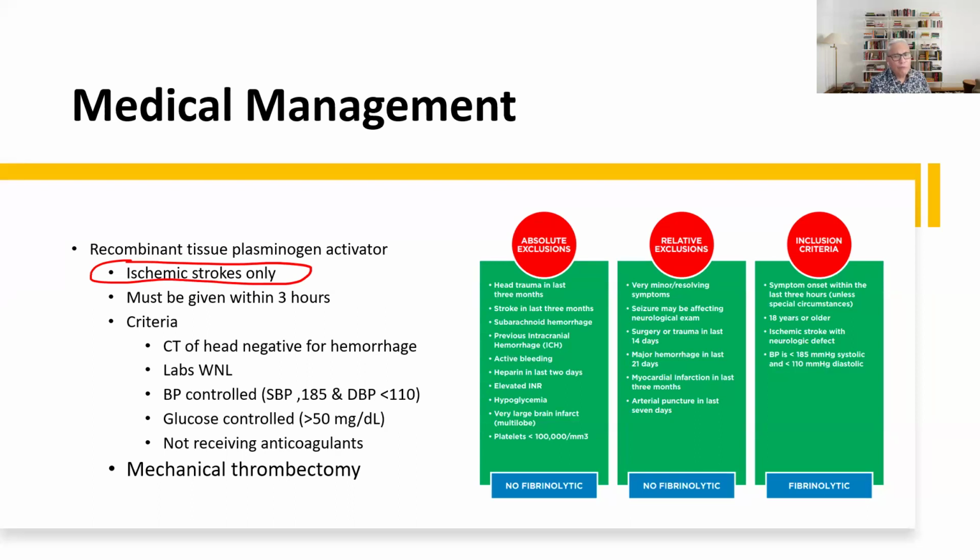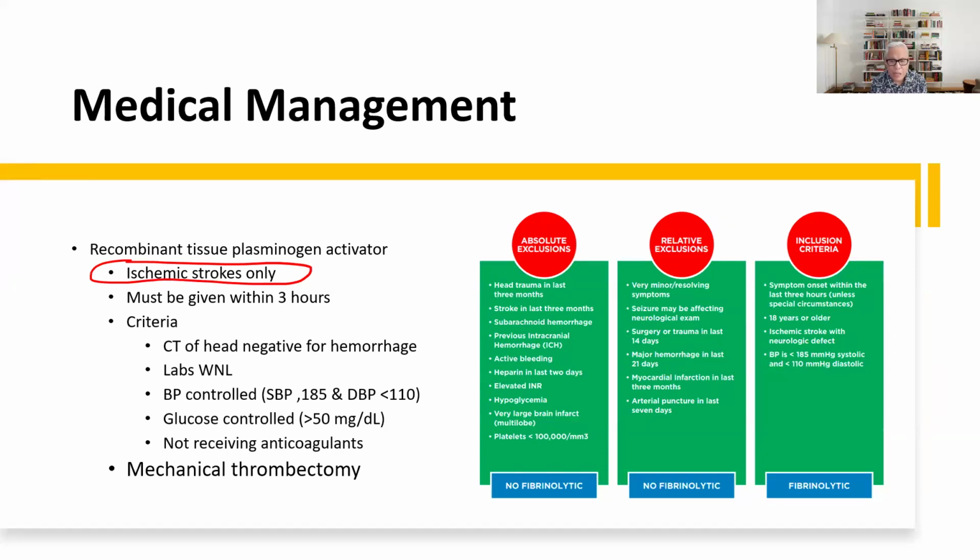Okay. So in order for the patient to receive TPA, the following has to be done. The CT of the head should be negative for hemorrhage, and the labs should be within normal limits, which includes your glucose as well as your INR and blood coagulation profiles. The BP should be controlled. The systolic blood pressure should be less than 185, and the diastolic blood pressure should be less than 110. And then, of course, the glucose should be controlled.